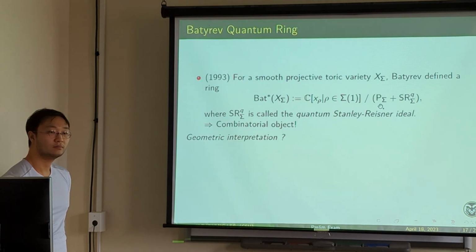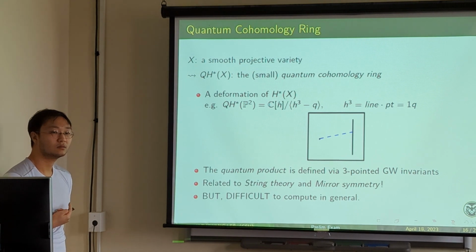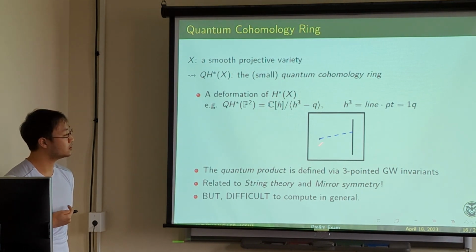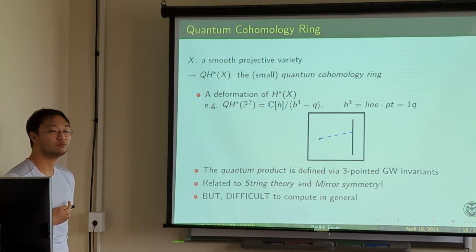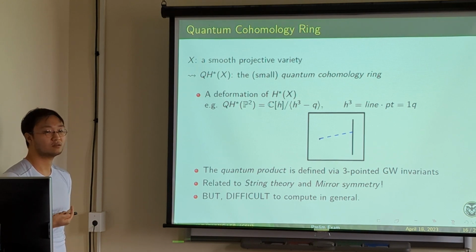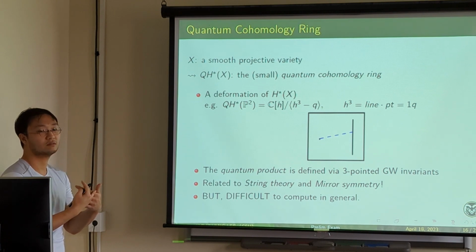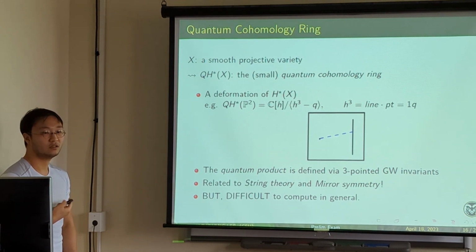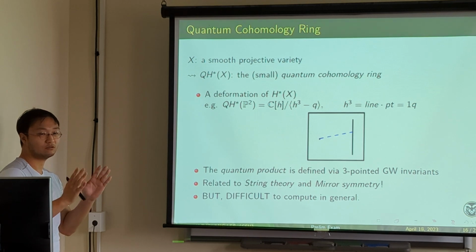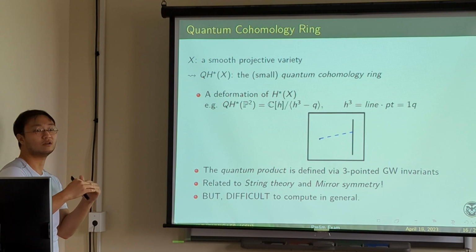Sorry, Jay, could you explain again how you got Q, what the geometric intuition was for why H cubed is equal to 1Q? So if I have two lines in general, they are going to meet, which means we do have a point of intersection. The usual product tells us that information of intersection. But the quantum product tells you how two subvarieties are connected through some curves.